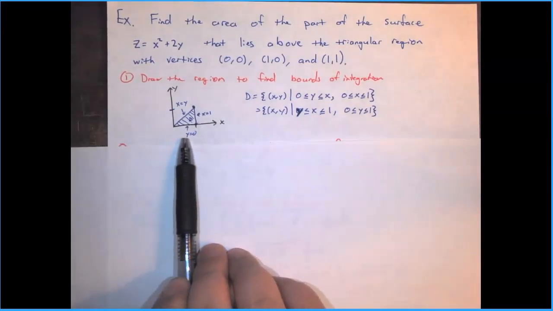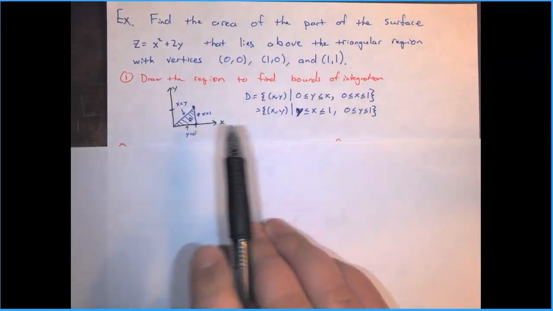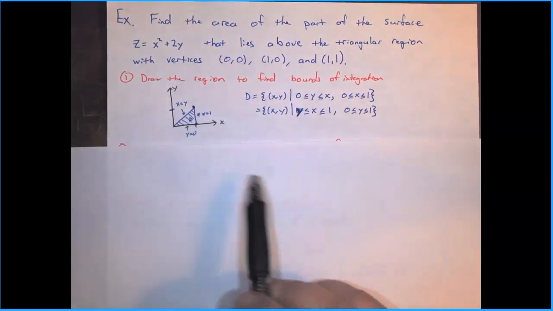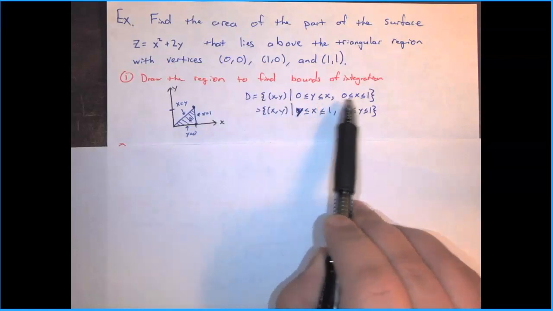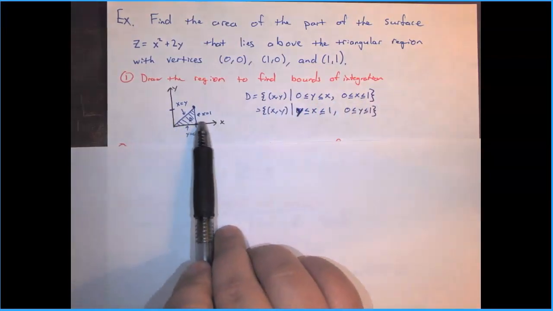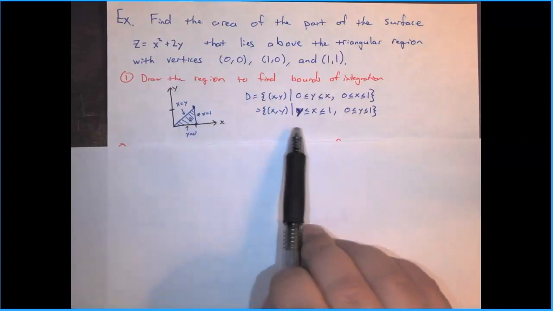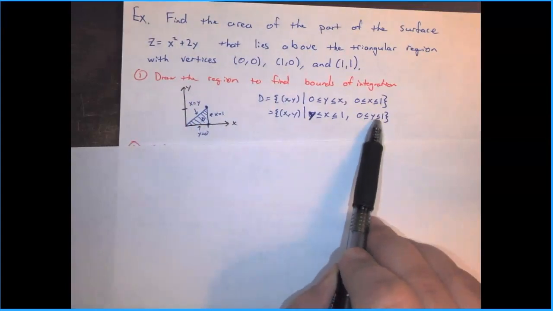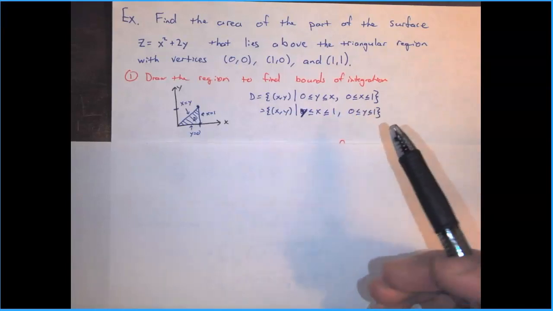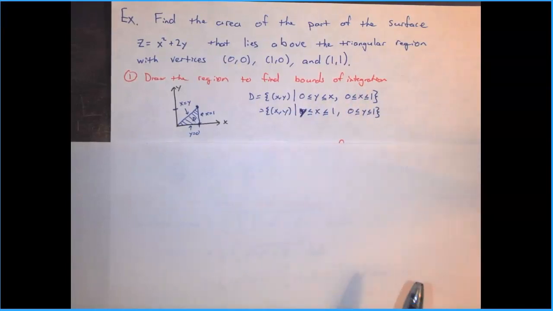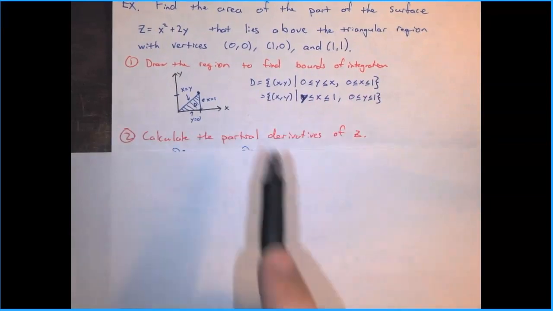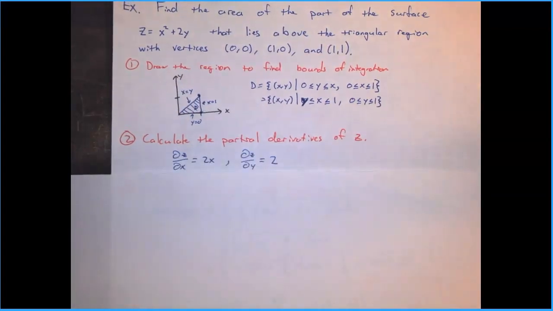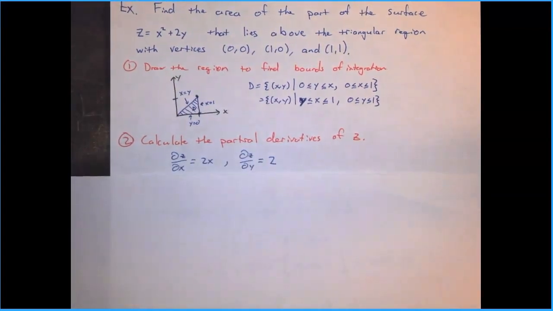Okay. So to come up with bounds of integration for this triangle, we've done this a bunch of times now for double integrals. If I integrate with respect to y first, I'm going from 0 to x. So I get y's between 0 and x, and then x goes from 0 to 1. If I integrate with respect to x first, x goes from y to 1, and then y goes from 0 to 1. So you don't have to set it up two ways, but here are the two possible ways to set it up. Next, we want to calculate the partial derivatives of z. z equals x squared plus 2y. So the partial derivative of z with respect to x is 2x. The partial derivative of z with respect to y is 2.